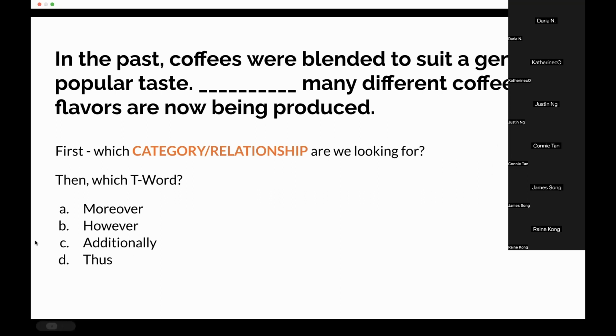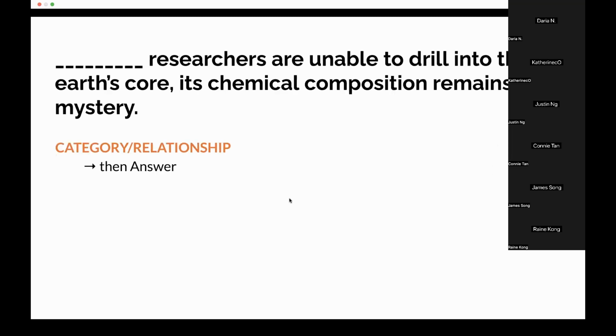Yeah, perfect. "However" is the contrast word here. Great. All right, let's try another one. What's the relationship here? Researchers are unable to drill into the Earth's core. Its chemical composition remains a mystery. Is it a contrast, a continua, or a cause and effect?